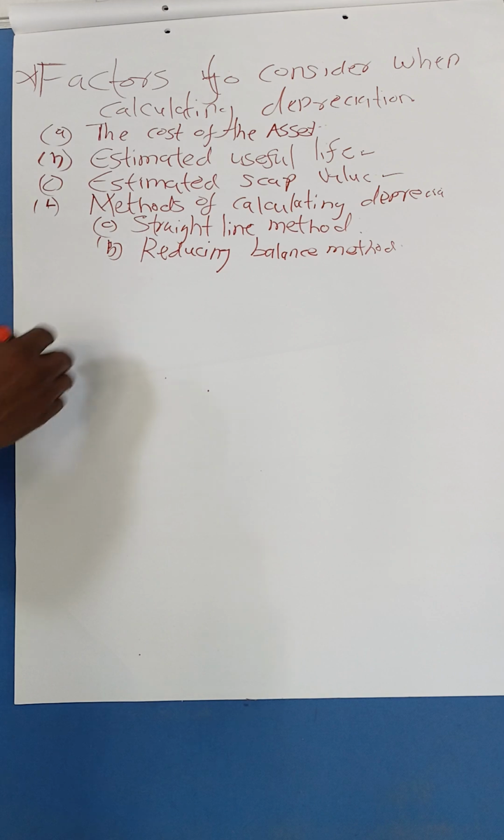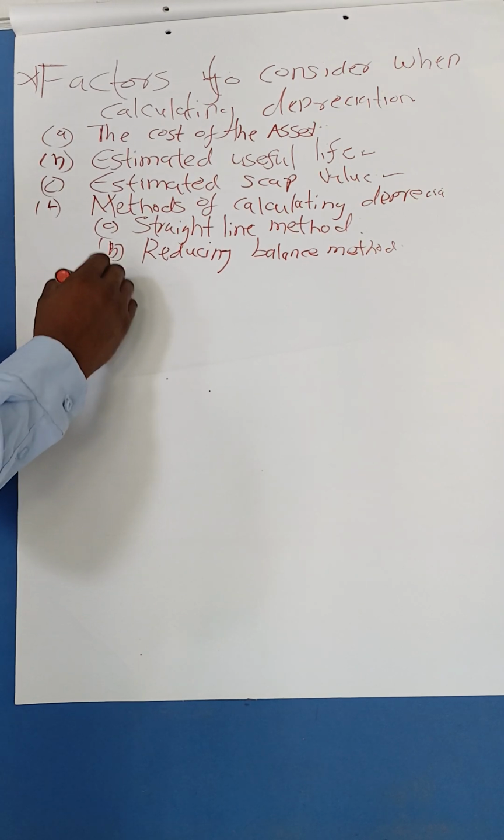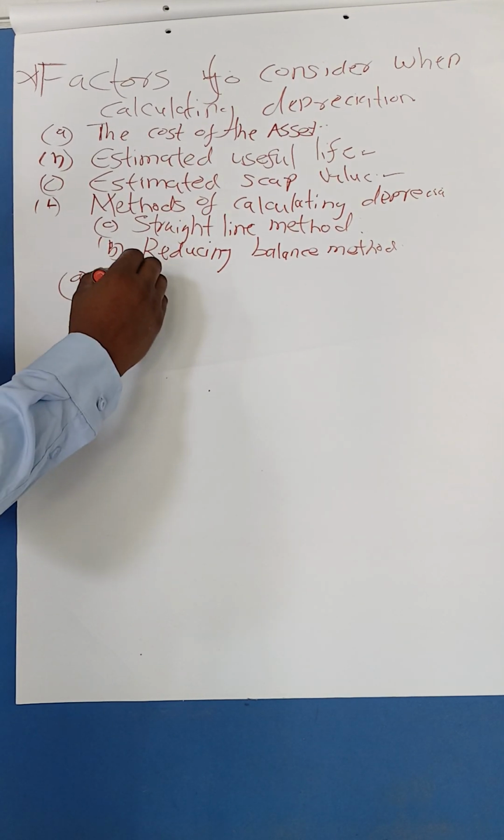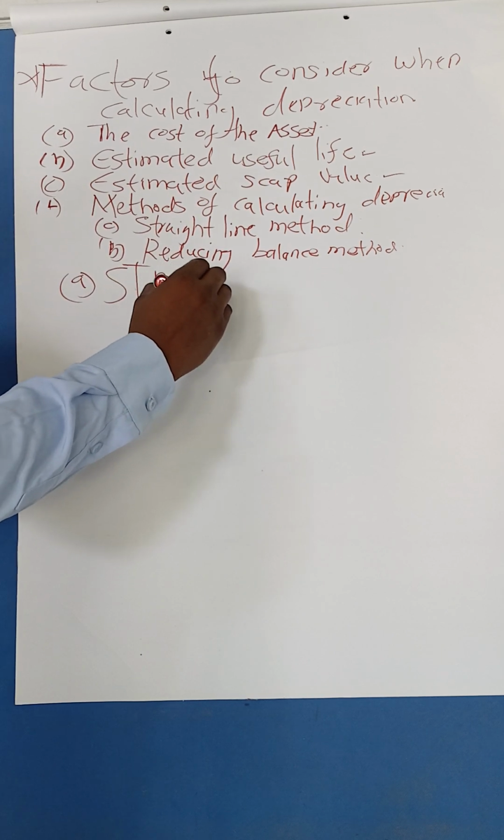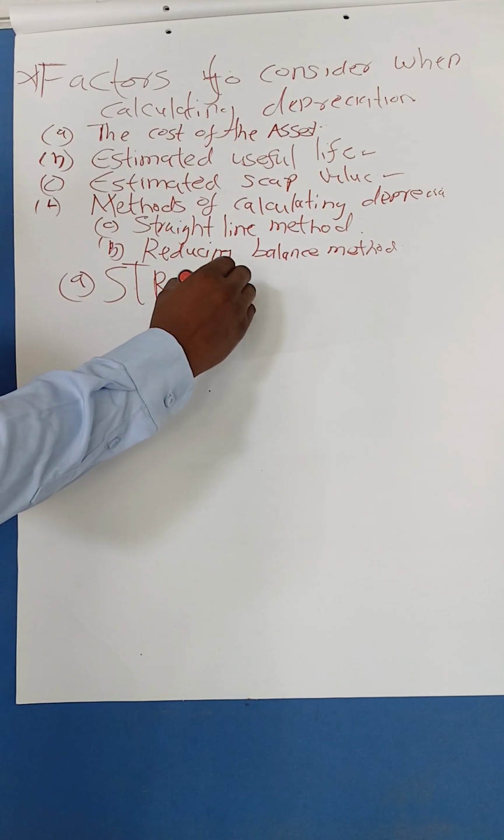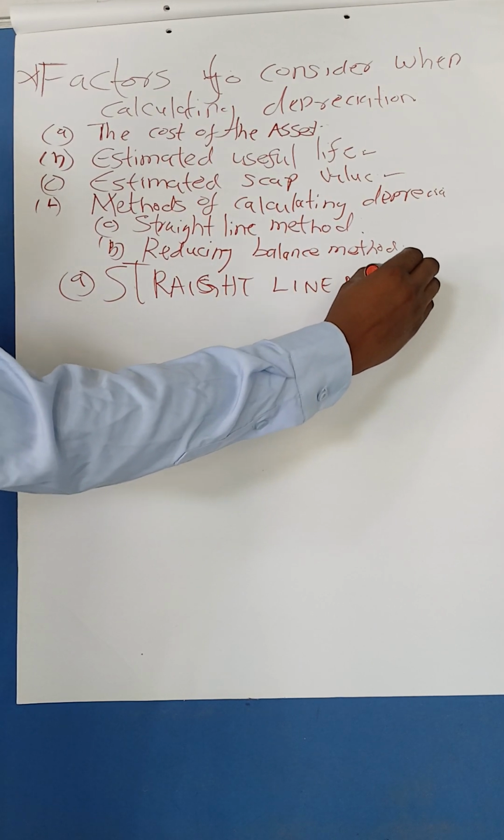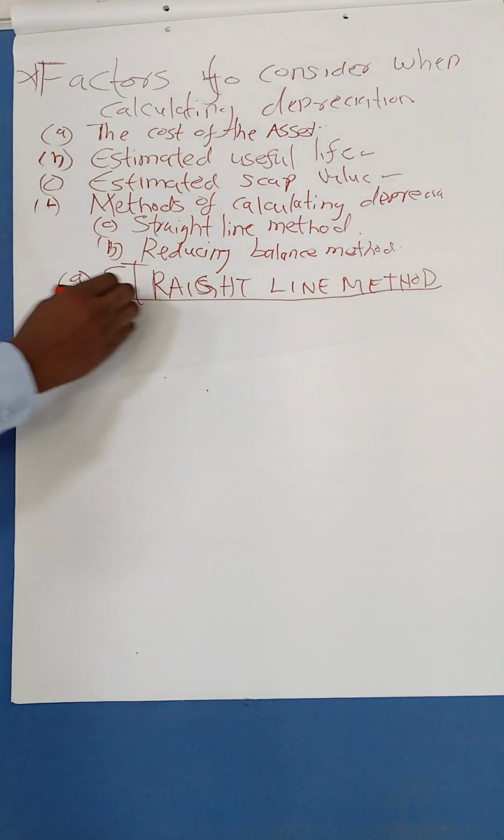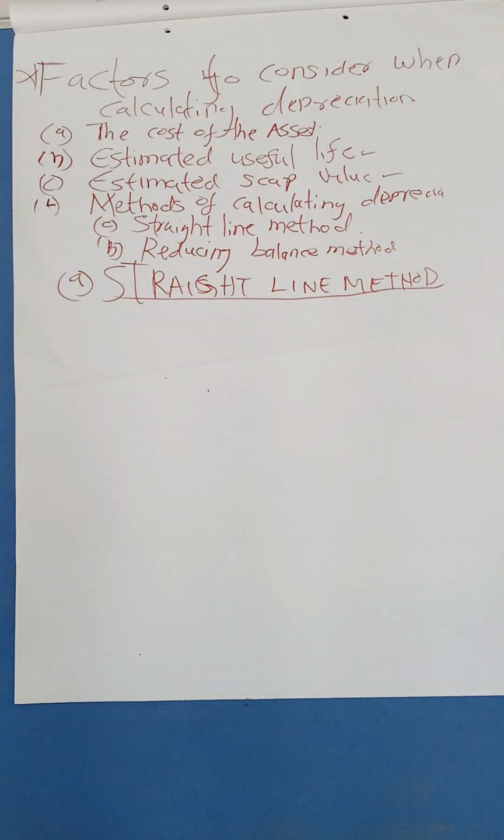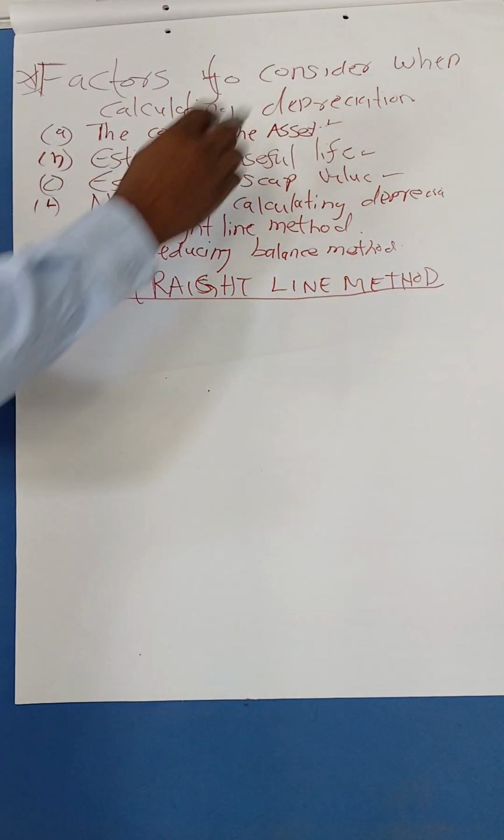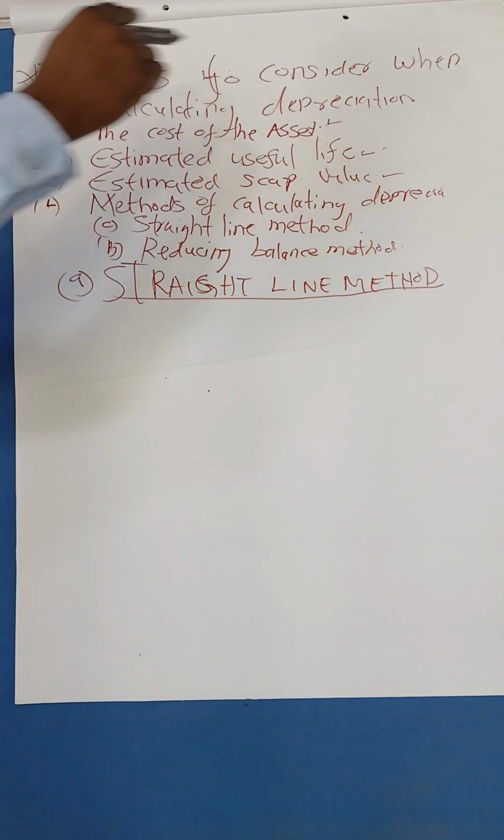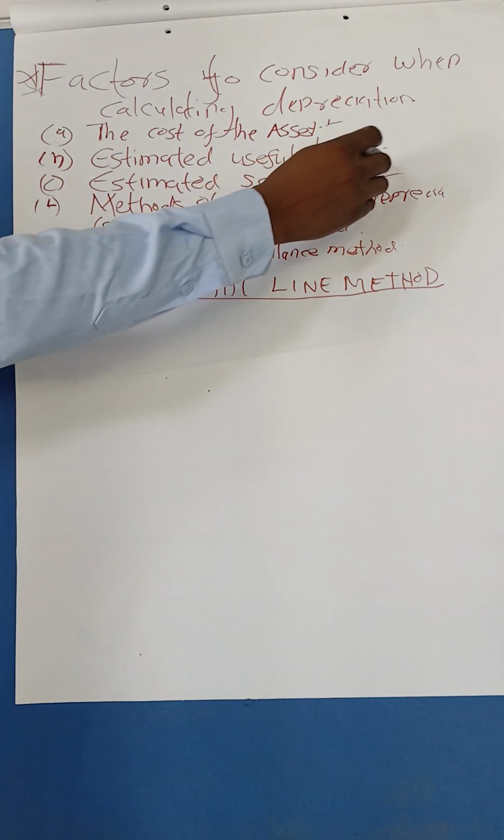Good. So our part A, let's focus now on the straight line method. As we look into the straight line method, remember the factors I started with. As we calculate depreciation using the straight line method, we are going to make sure we know the cost of that asset, the estimated useful life, and also the estimated scrap value.